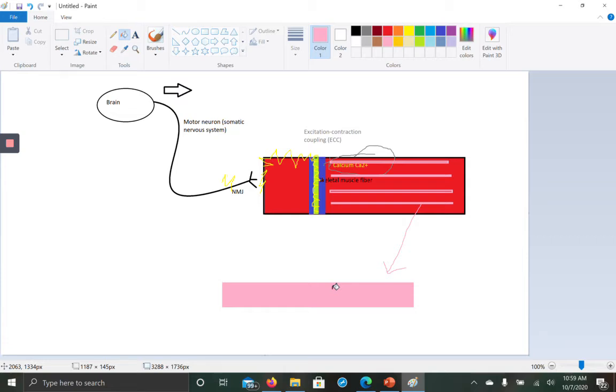Alright, so here's my myofibril. I know that inside my myofibril would be a thick filament called myosin, and a thin filament called actin. Let's just use a line for that. And there'd be a lot of thick and thin filaments. It wouldn't just be these two, so we're simplifying.